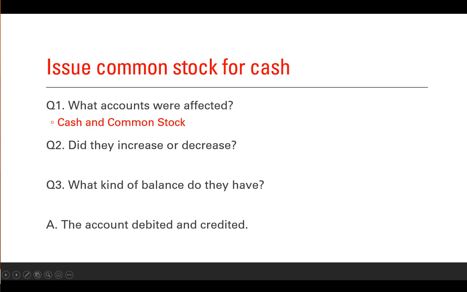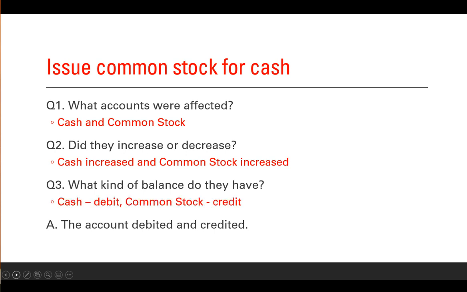All right, did they increase or decrease? Cash is going up because cash is coming into the corporation. Common stock goes up whenever you issue more shares of stock. So they're both going up. What kind of balance do they have? Well, we know that cash is an asset, so cash has a debit balance. Common stock is an equity account that has a credit balance.